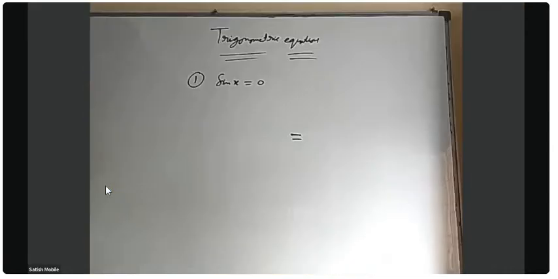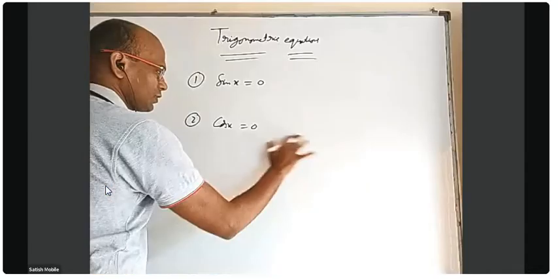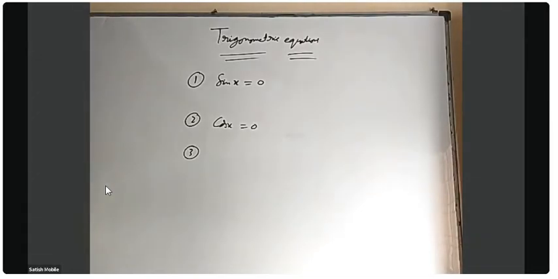All right. Now think about cos x equal to 0. Cos x equal to 0: 90. And what else? 2n plus 1 into pi by 2. Odd multiples of 90. Even multiples of 90 are not okay?